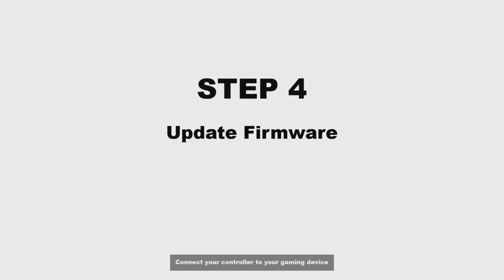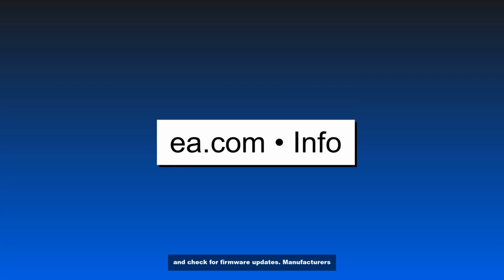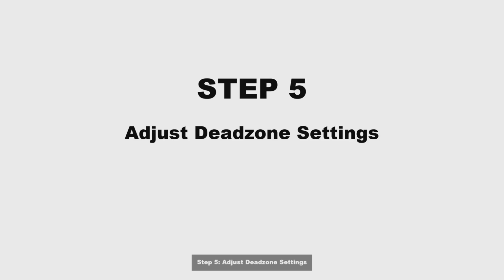Step 4. Update firmware. Connect your controller to a gaming device and check for firmware updates. Manufacturers often release updates that can fix bugs, including drift issues. Follow the on-screen instructions to complete the update.